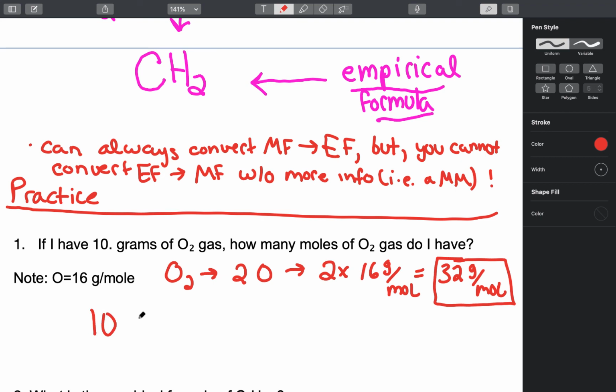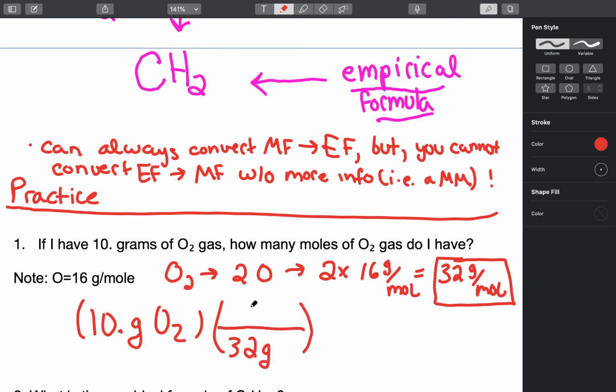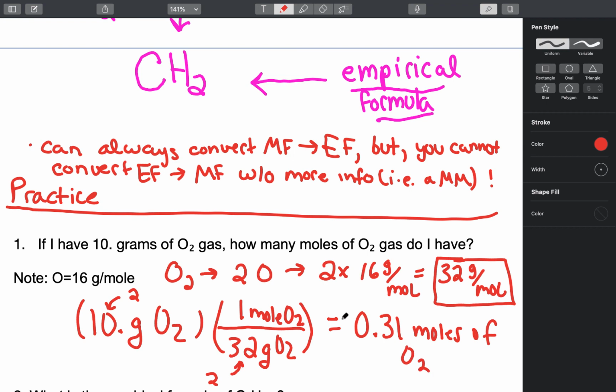Let's do a little dimensional analysis. So 10 grams of O2, and we multiply it by our conversion factor, 32 grams per 1 mole of O2. When you plug all this into your calculator and conserve the number of sig figs, so you have 2 sig figs here and 2 here, you should come up with 0.31 moles of oxygen.